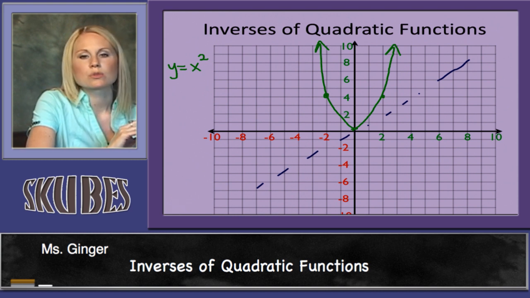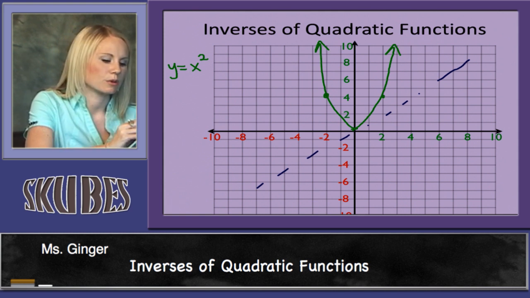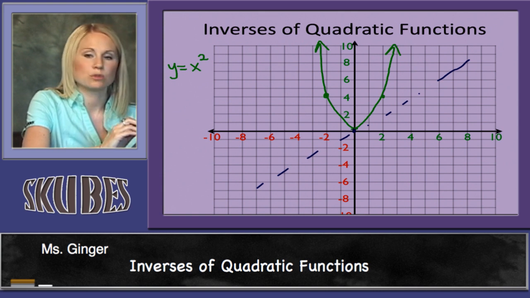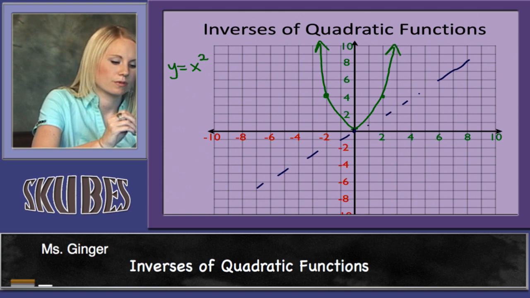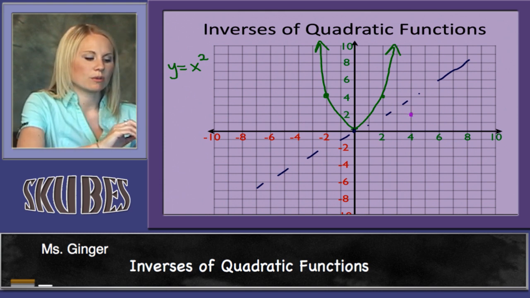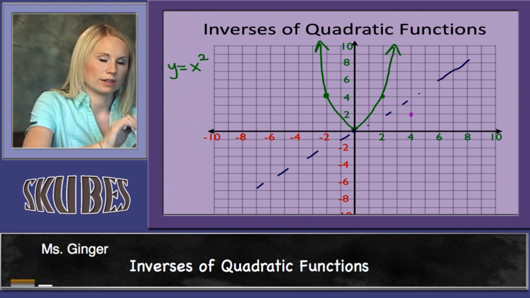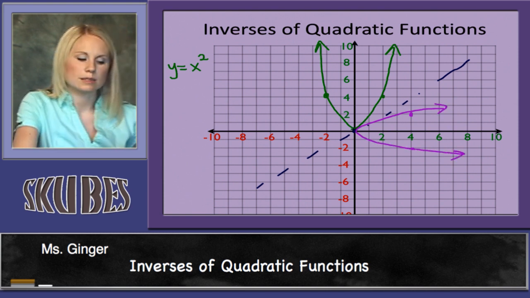So if we know that it goes through the point 0, 0, and we switch those, it's still going to go through the point 0, 0. Alright? If we know that it goes through the point 2, 4, our new inverse function is going to go through the point 4, 2. So we'll plot that coordinate. And if we know that the original goes through the point negative 2, 4, the new inverse will go through the point of those coordinates switched, which is 4, negative 2. So the inverse of this function would look something like this.